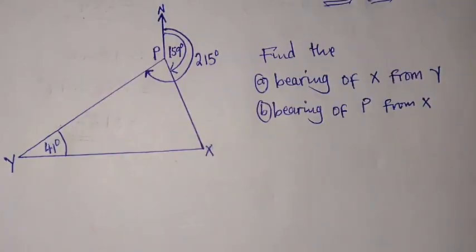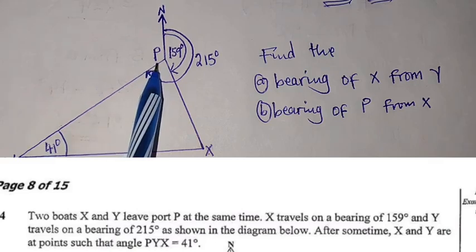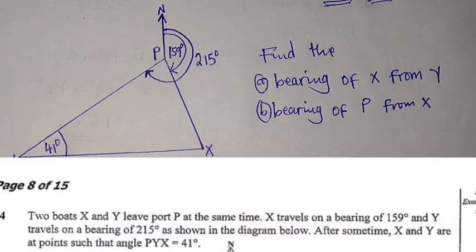In this presentation, I want us to answer this question. The question reads, two boats, X and Y, leave port P at the same time. So point X and point Y are the two boats that are leaving port P at the same time.